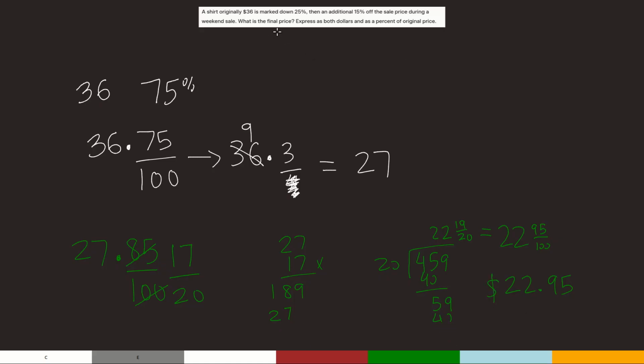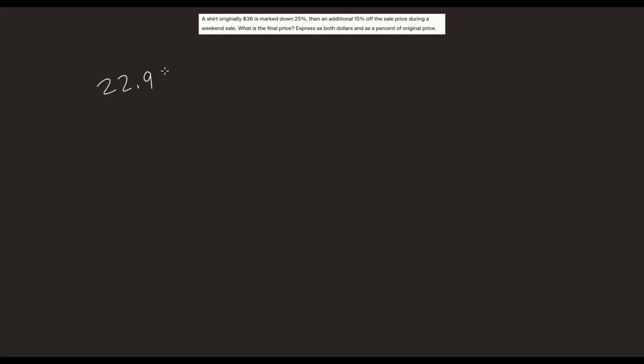Now, they say what is the final price expressed as both dollars, so that's this, and as a percent of the original price. So the dollar price is this, $22.95. Now our last step is, what is 22.95 out of 36? So let's just do that. We'll figure it out. Okay, so $22.95 over the original price of 36. And if we're trying to find what percent this is, let's set this up as a ratio equal to something over 100.